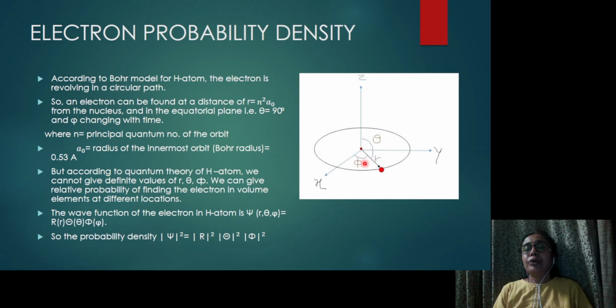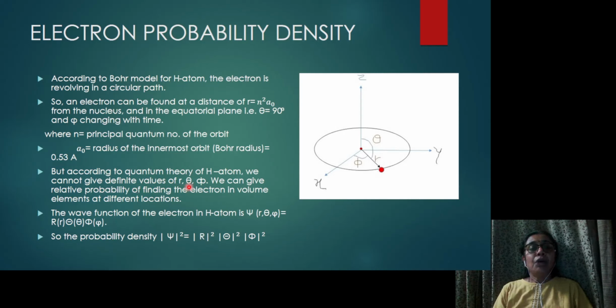But remember, according to this Bohr atom model, because the electron is moving in this orbit, the plane of the orbit is fixed. In the above equation, n is the principal quantum number of the orbit, which can take values like 1, 2, 3, 4, etc. And a0 is the radius of the innermost orbit, that is when the electron is in the ground state. So this is called the Bohr radius and it is approximately 0.53 angstrom unit.